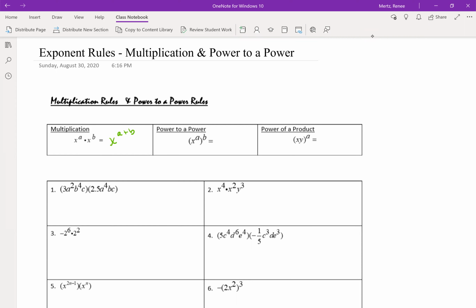If we have a power to a power, we can either expand it the number of times of the exponent, or we can multiply the powers. So this rule would be x to the a times b. And then make sure that you're distributing the exponent to every term. So they all have to get multiplied to the power.